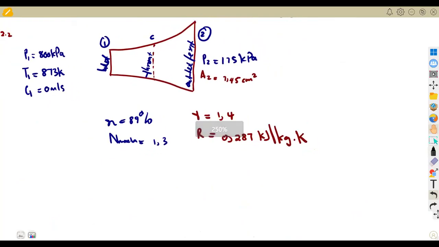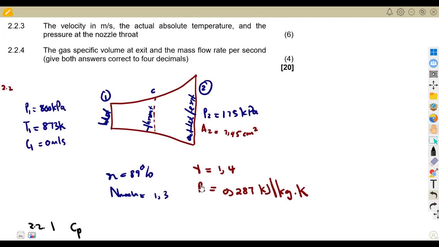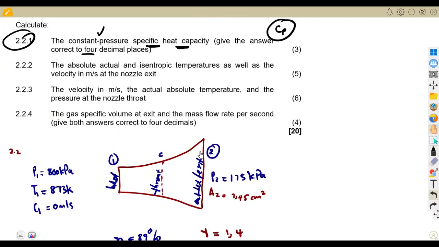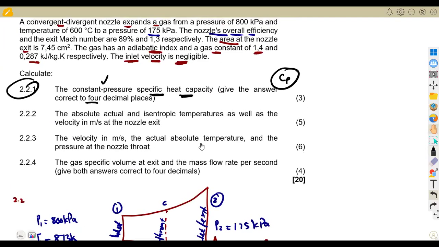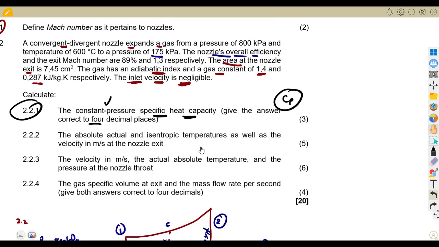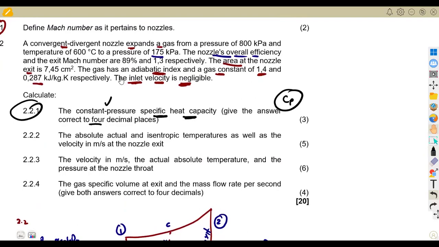Let us minimize a little bit. All right, so that's 2.21. We want to calculate CP, the constant pressure heat capacity. For this one, we have to play around with the formulas that we are given. Let's check what we have. We've got gamma, we've got R, only that. We do not have CV. We've got the gas constant, only we do not have CV.